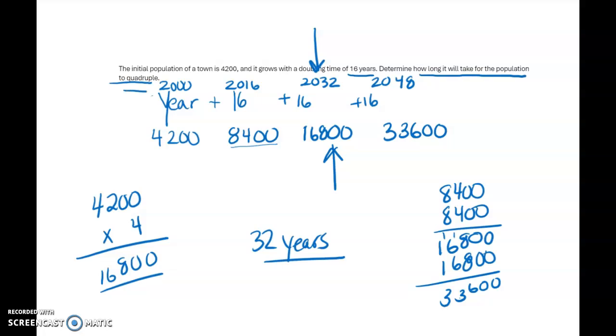Now, I know the problem did not pick the year 2000. I was just doing this for the ease of the years instead of starting in 2024. I was just saying 2000 so I can add 16 easier. But the problem did ask for how many years, so it'd be 32 years. And so that's how you would approach this type of problem.